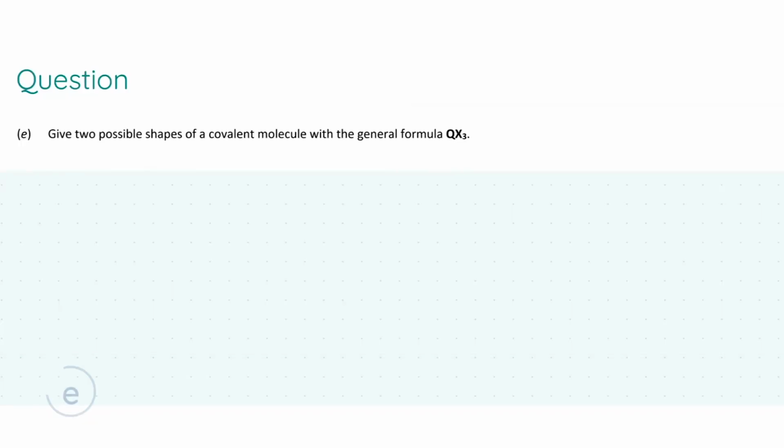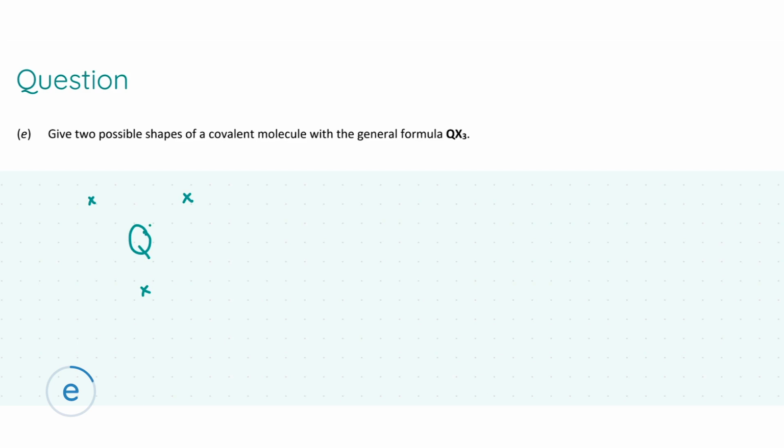Right, so question E is based on chemical bonding, covalent bonding to be specific. It asks us to give 2 possible shapes of a covalent molecule with the general formula QX3. Q is going to be our central atom here. So I'm just going to draw them out. So Q, and then you have 3 X's.